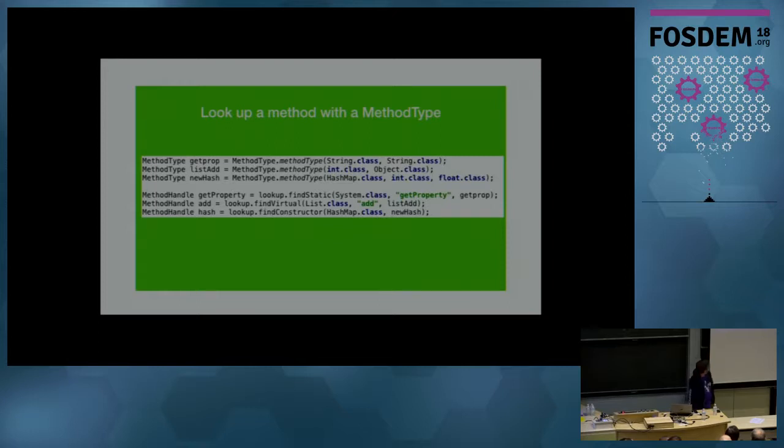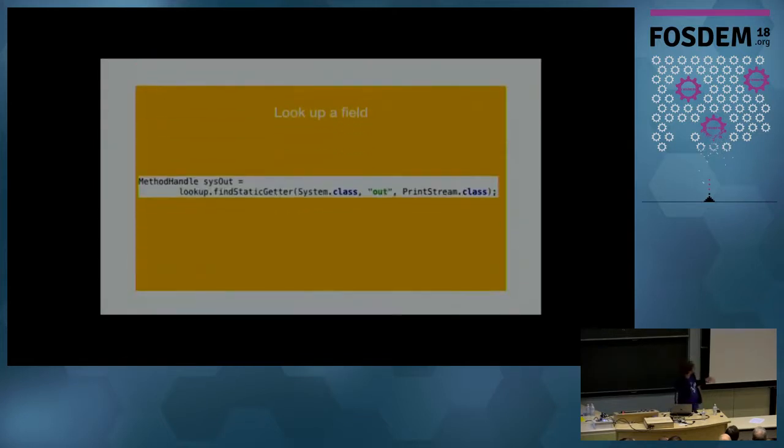Here is add on a list. This is a virtual lookup. So we look up the virtual method, and now we have a handle to add on a list. And then we can also do constructors. We can look up constructors and construct objects, and they all basically just end up as method handles that we can invoke with various parameters and signatures. Looking up fields is also very similar. So we can grab the system out field off of the system class, and then we have a method handle that every time we invoke it, it will go and get system out. It's just like a java.lang.reflect.Field.